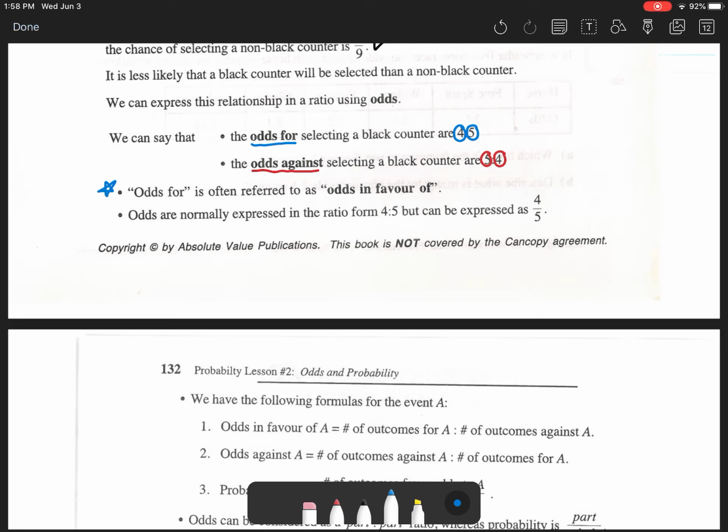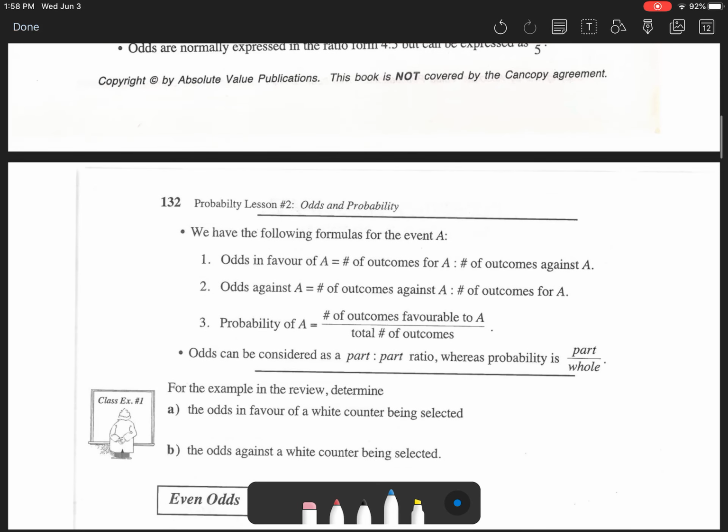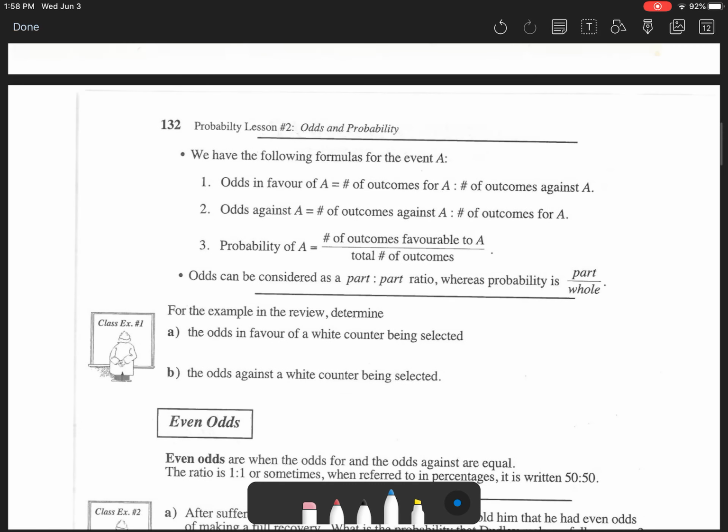Odds are normally expressed in a ratio, 4 to 5, but can also be expressed vertically as 4 over 5, okay? But that's less common. Most commonly we have 4 and then 5 written horizontally. So we have the following formulas, this is the next page now already, for the event A, okay?